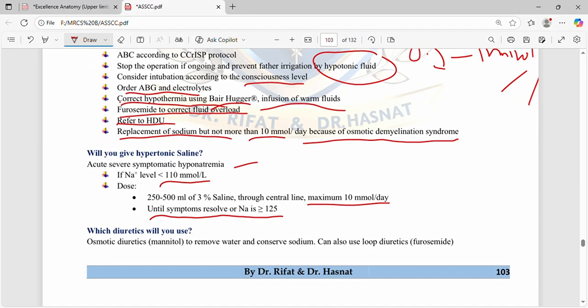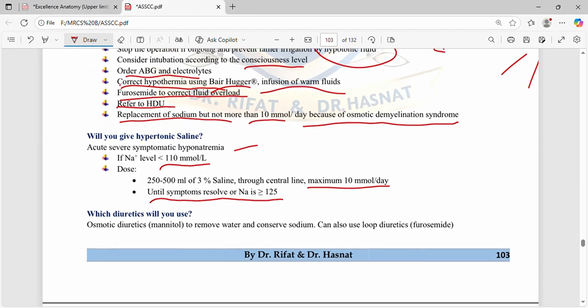Yes. So which diuretics will you use? Osmotic diuretics, mannitol, to remove water and conserve sodium. So you have to get rid of free water. And you can also use loop diuretics, furosemide, as well.